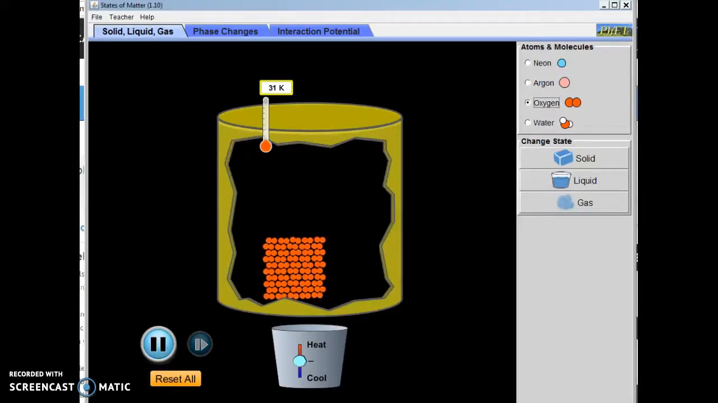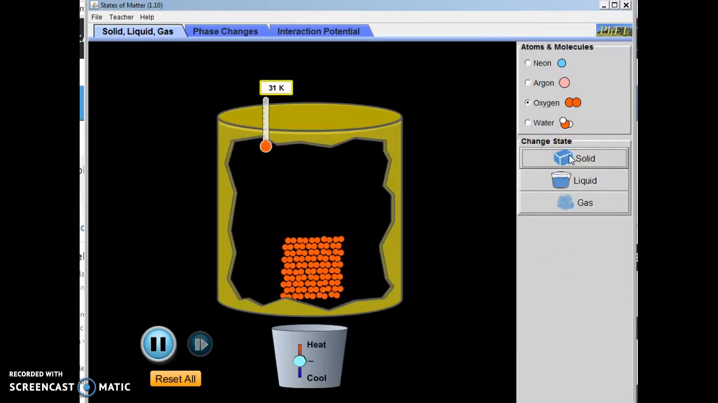Today we're going to take a look at the particle movements of solids, liquids, and gases. First we're going to take a look at solids. What you're looking at here is the particles of oxygen at its solid state.